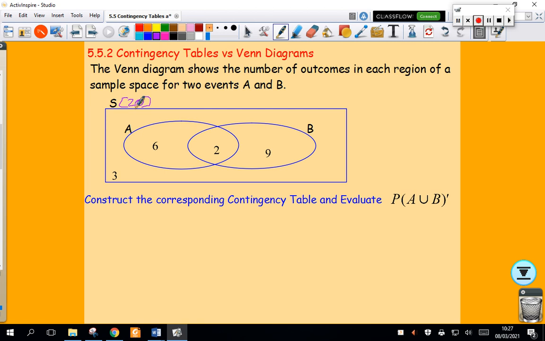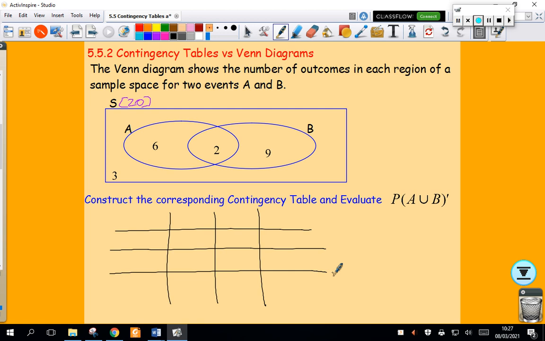To draw the corresponding contingency table, a few vertical lines, a few horizontal lines. Put in your events. If A is one row, then A complement is the other row. And then we sum them up. Notice when we add events A and A complement, their total sum has to cover, I should say, we're not talking about probabilities here, has to cover all possible outcomes. So there's 20 possible outcomes here. We also have event B and B complement.